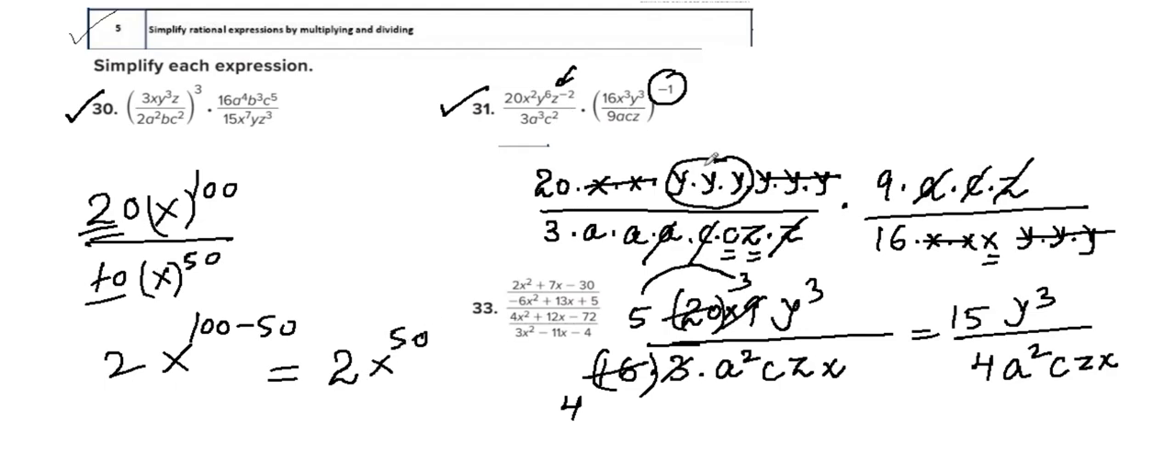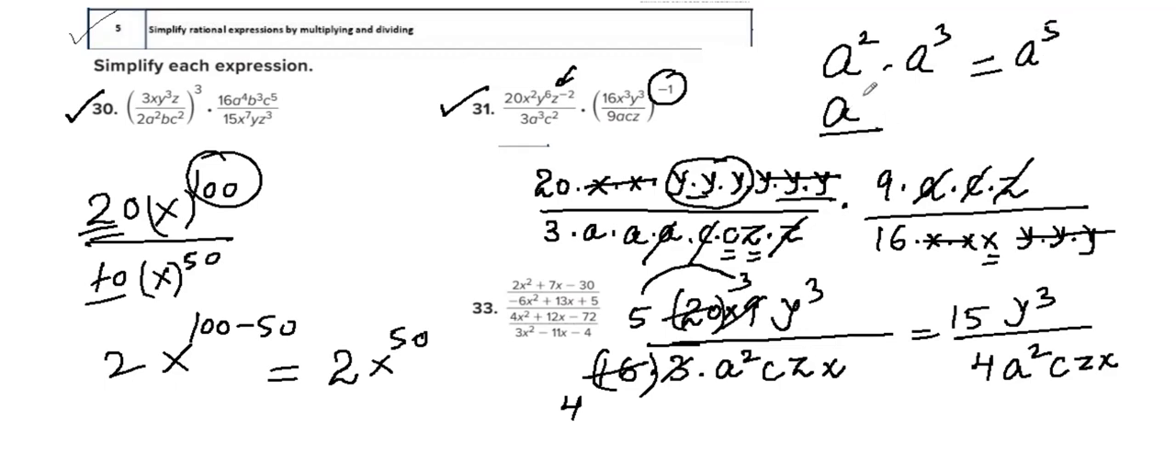So these were small powers, so you can write them out separately if the powers are small. If the powers are big, don't write x 100 times. Subtract the powers. When you multiply, powers will be added. When you divide, powers are subtracted. 3 minus 2 is 1. This is how we do these questions.